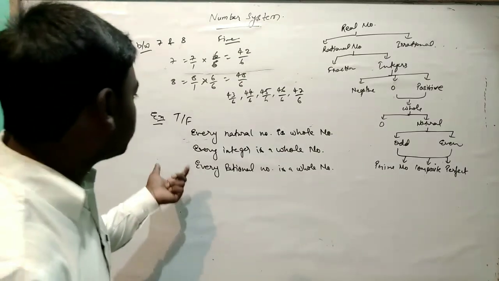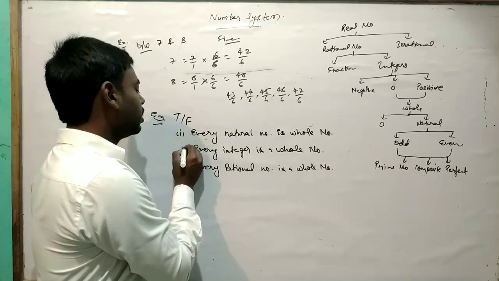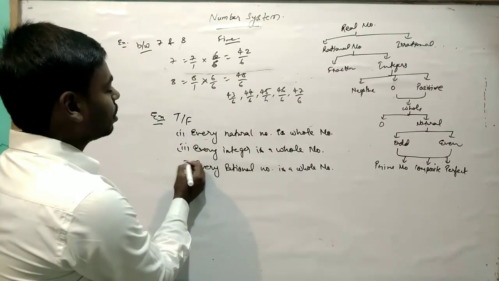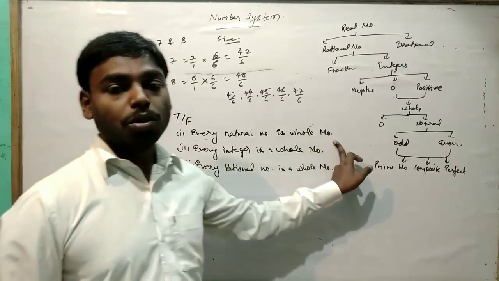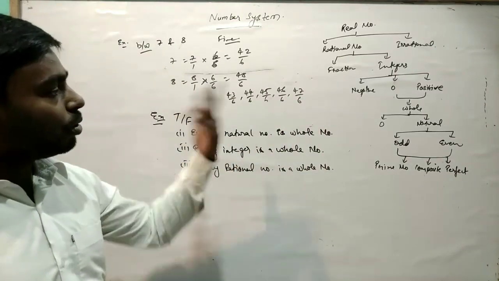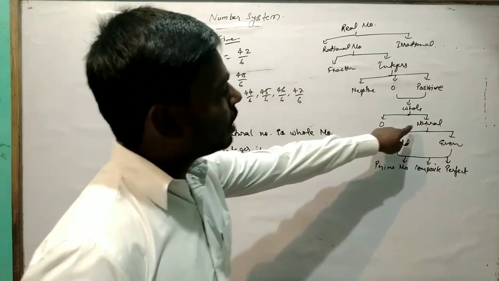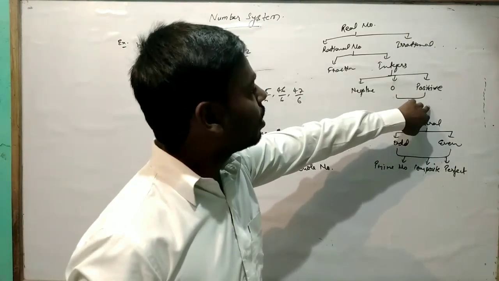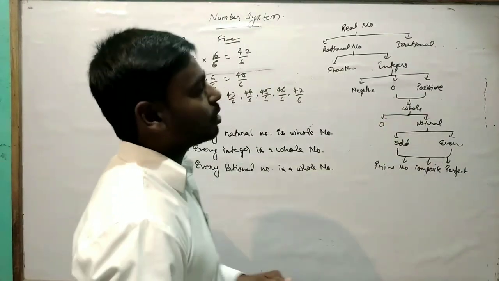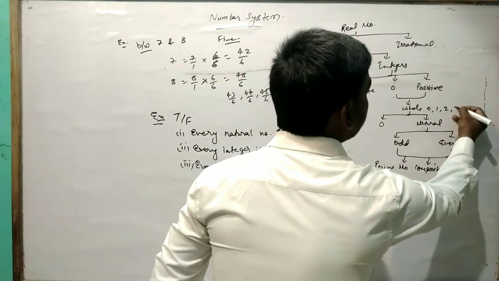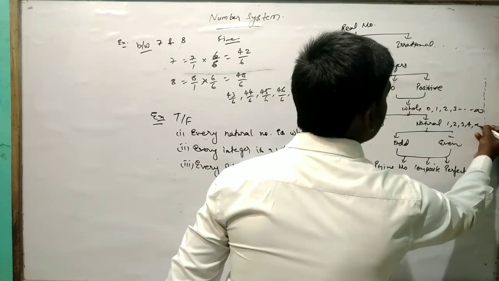Next, our next example is true or false. The first example is: every natural number is a whole number. Is it true or false? It is true, because natural numbers are contained in whole numbers. Whole numbers contain 0, 1, 2, 3, 4 to infinity, and natural numbers contain 1, 2, 3, 4 to infinity.